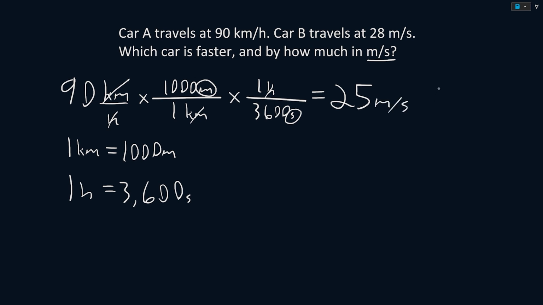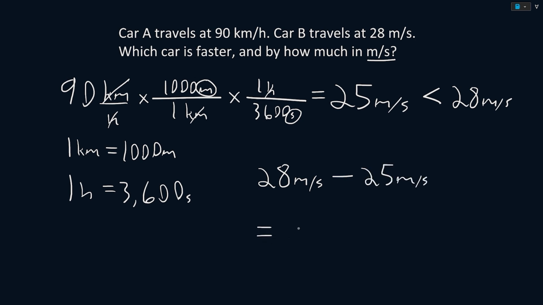25 meters per second is less than car B at 28 meters per second. In order to determine how much faster car B travels than car A, we subtract car B's speed of 28 meters per second by car A's speed of 25 meters per second. This gives us that car B is going 3 meters per second faster than car A.